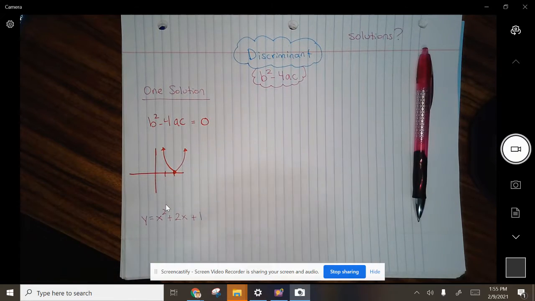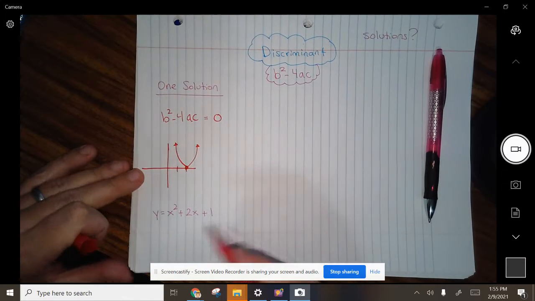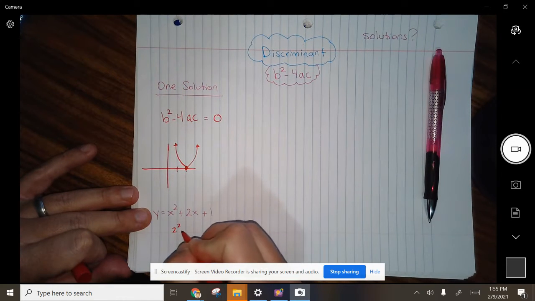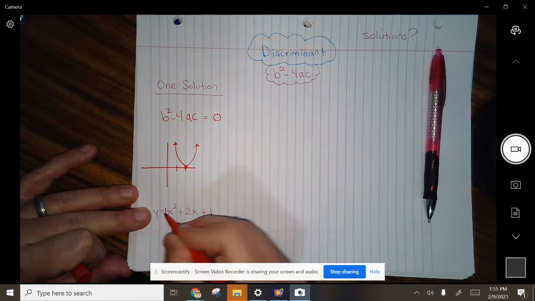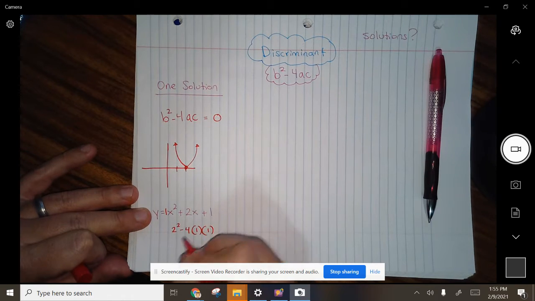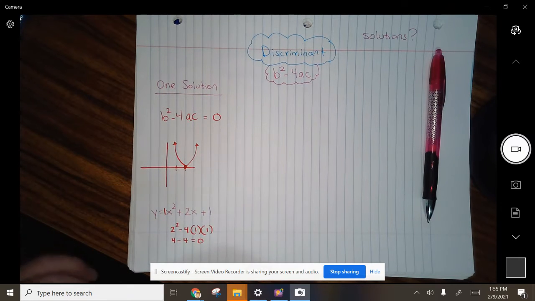this was the example. And if I was to actually do this, b squared, 2 squared, minus 4ac. All right, so 4 minus 4 times 1 is 4. This would be minus 4. This would equal 0. All right, when I actually did b squared minus 4ac.